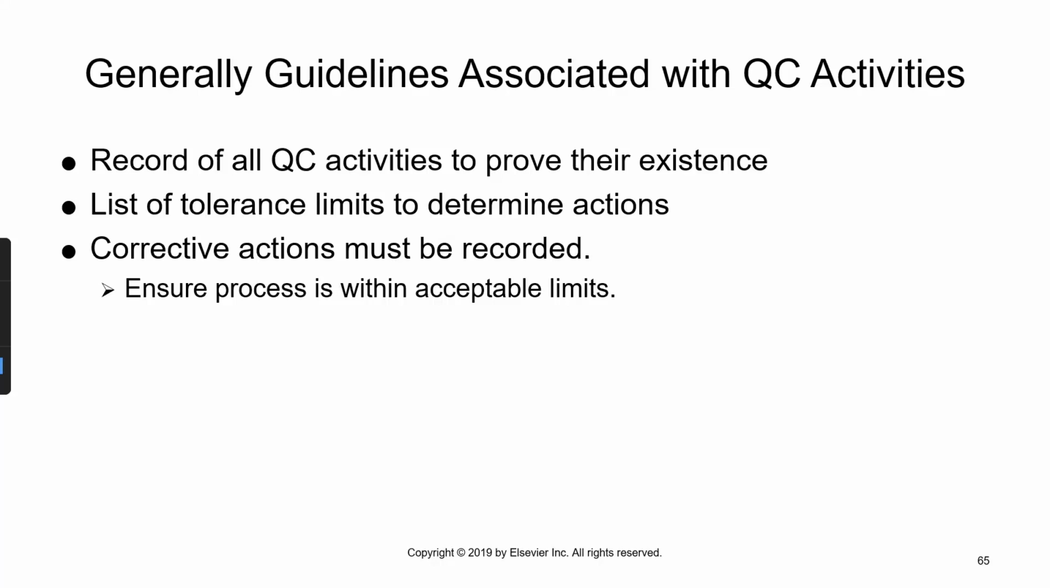A list of tolerance limits to determine actions, and corrective actions must be recorded. So if a temperature is out of range, you say out of range, however, this was done to make sure that it goes back in range.